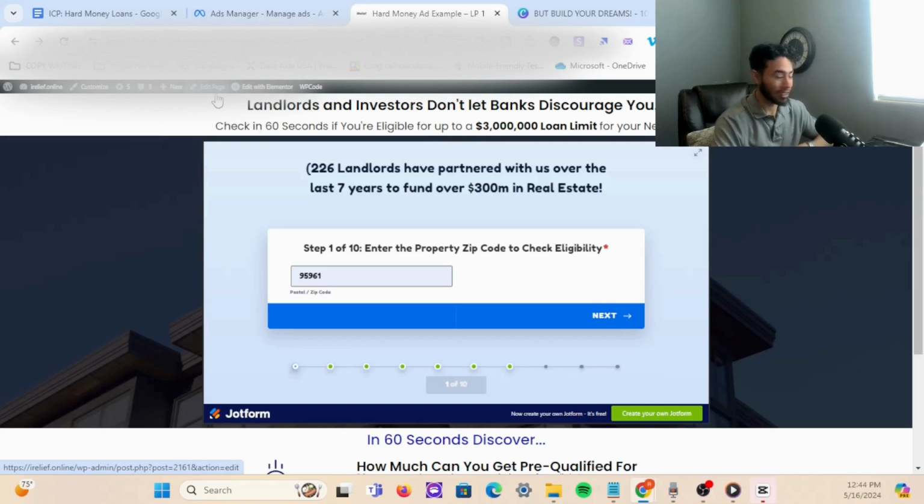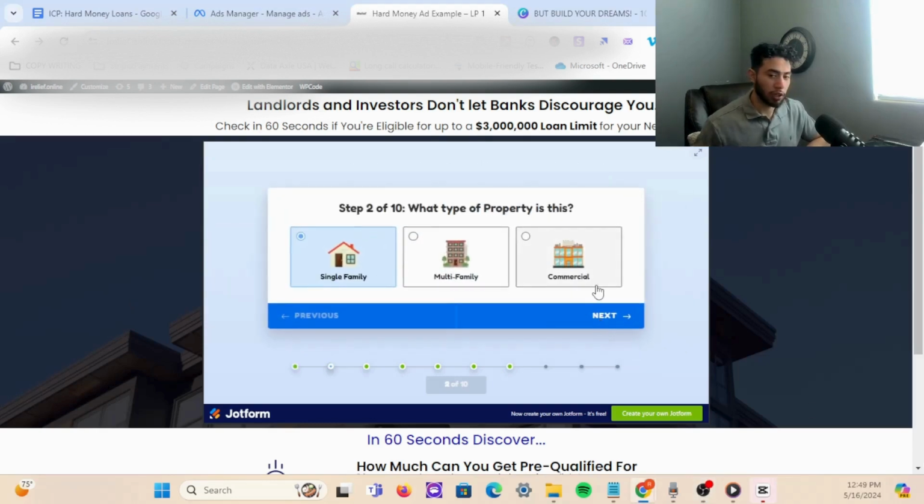Guys, the simpler the better. Go ahead and set up a form on Jotform. I'm going to leave a link in the description below. That's what I use to set this one up. It's nice, simple, easy. You can get a free trial to test it.